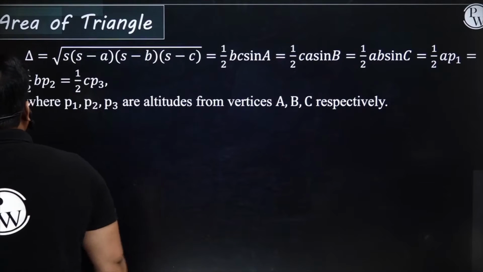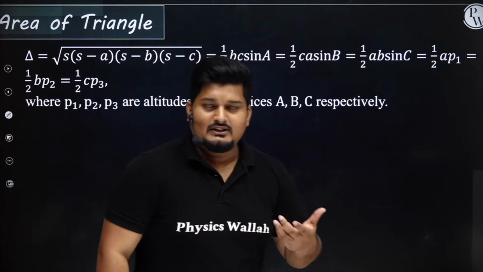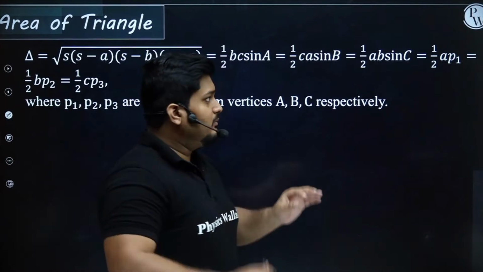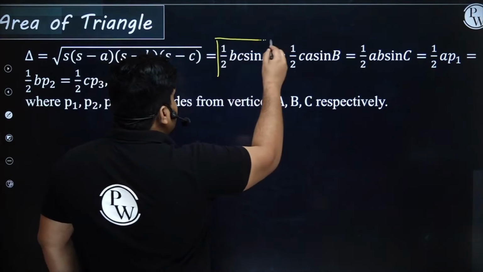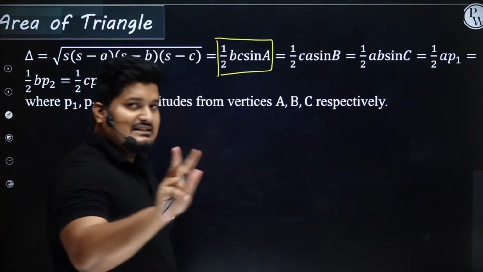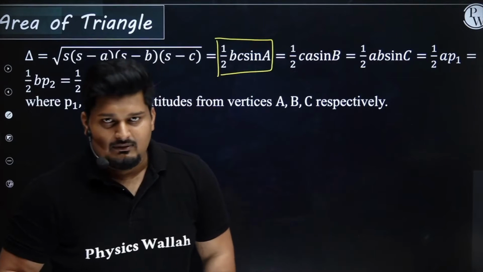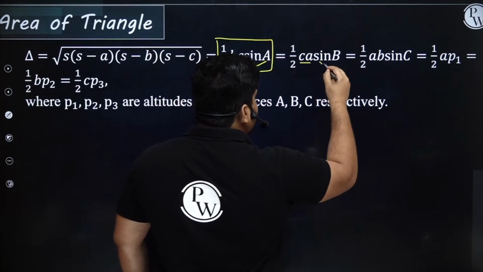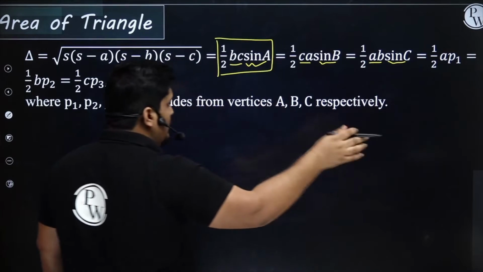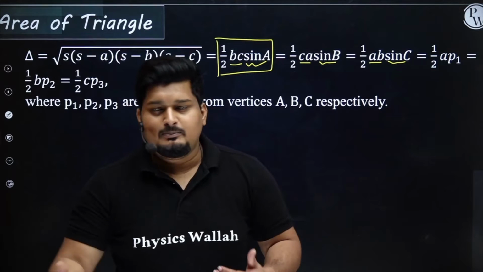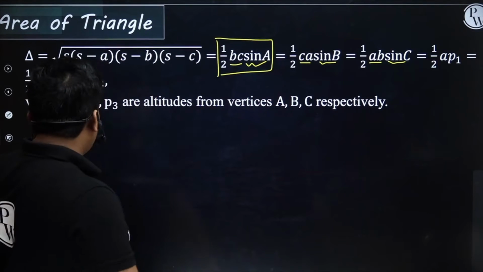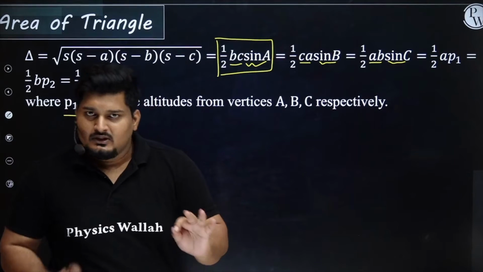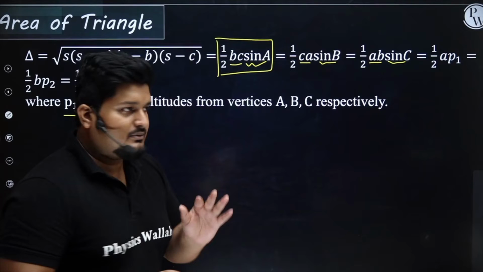Now, area formulas. The first is Heron's formula that you have studied in class 9th. Delta is equal to the square root of S(S minus A)(S minus B)(S minus C). The second formula: it is the product of two adjacent sides and the sine of the angle contained between them, which you are already aware of. So half side BC sine A, half side CA sine B, half side AB sine C. Or if you know the length of the perpendiculars, it is half A P1, half B P2, half C P3, where P1, P2, P3 are altitudes. Okay, very, very simple results you have to remember.